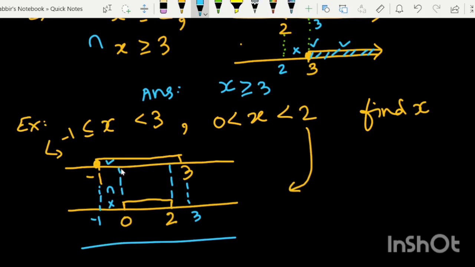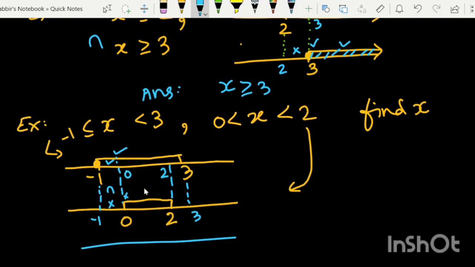Now here this is 0. Here also I will mark 0 and 2. Now here as you can see, 0 is present. 0 is included in minus 1 to 3. But as you can see here, x0 is not present. 0 is not a part of solution in the second. So 0 we won't take. Okay guys, 0 won't be taken. Okay. Then so 0 is not there.